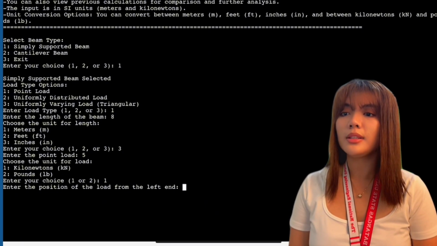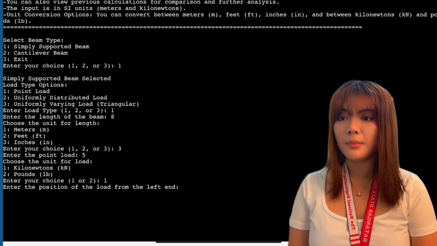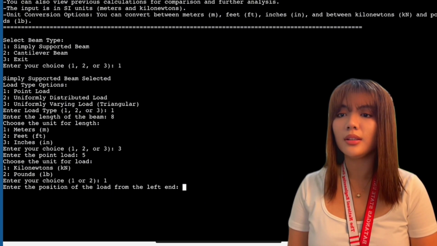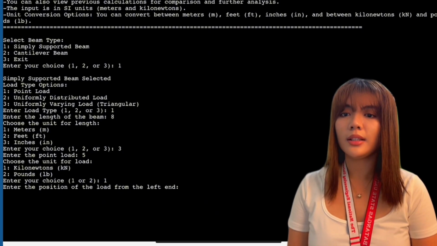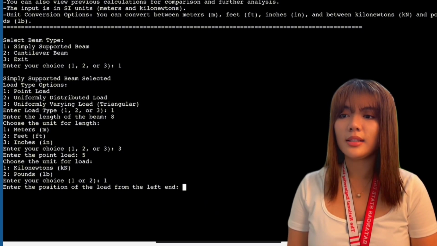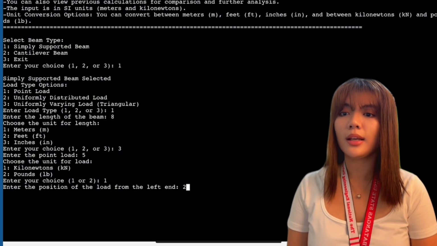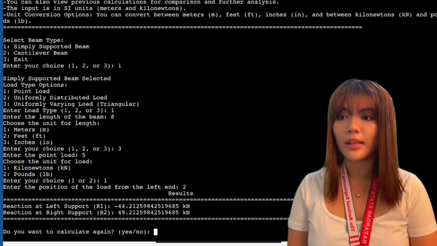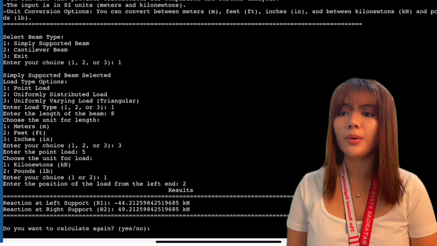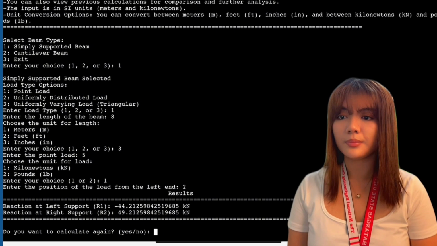For uniformly distributed load, if the beam has a uniformly distributed load, the program calculates the total load as total load equals load per meter times beam length. Since it's symmetrical, both supports carry half the load, so R1 equals R2 equals total load divided by 2. Again, results are both printed and saved.